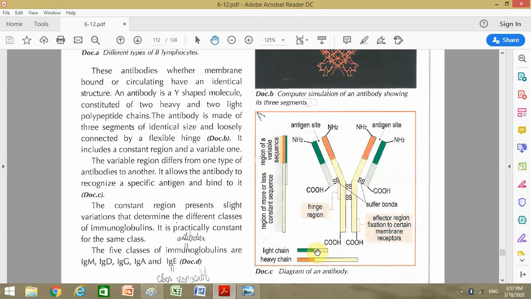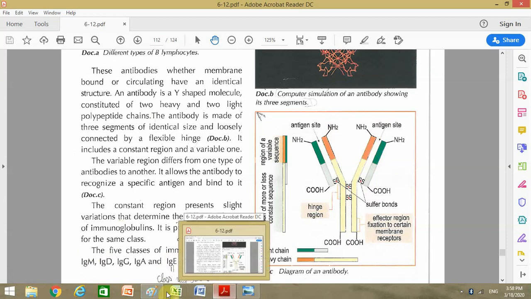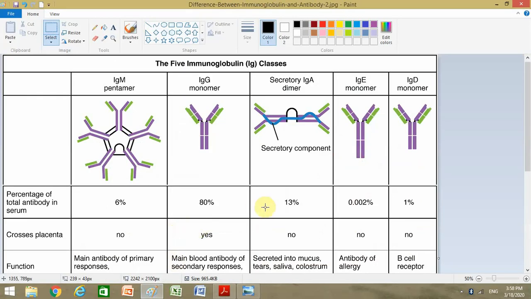B cell. Once a B cell is activated by a certain antigen, it will proliferate and multiply, part of which will become plasma cells, and we said that plasma cells have a small nucleus and are rich in endoplasmic reticulum and Golgi apparatus that are important for protein production, and this is a protein. There are 5 different classes of antibodies: IgM, IgD, IgG, IgA, and IgE.